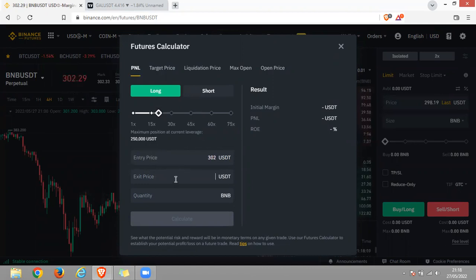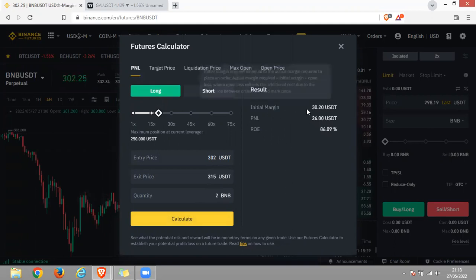Now, where do I intend leaving the market? Let's say I want to leave the market at 315. How many BNB did I buy? Let's assume the quantity was 2, and I want to calculate my profit against my loss. Guys, look at it. This is my margin. My profit will be $26, and my return of equity will be 86%. So at 86%, I would have made $26 with this.